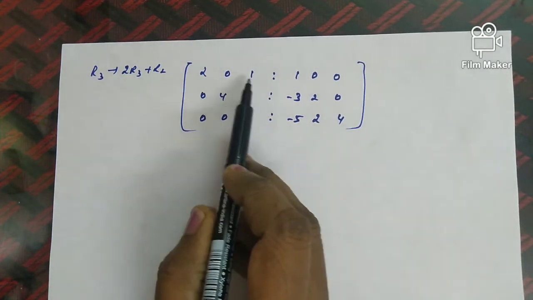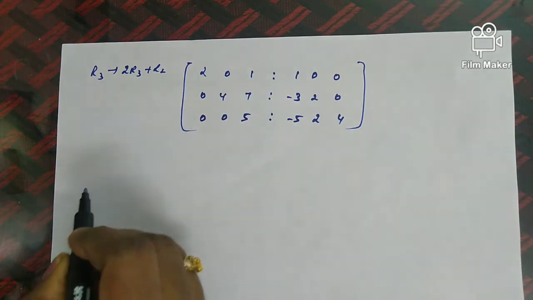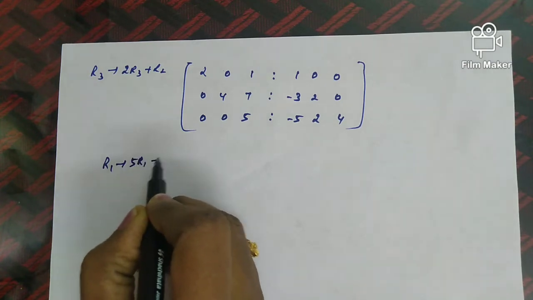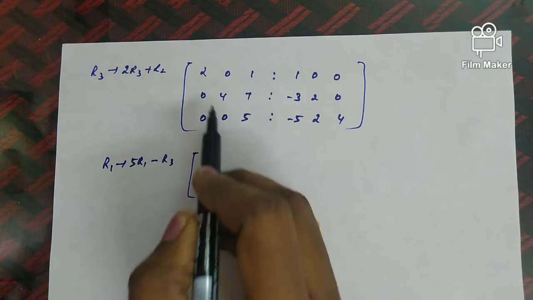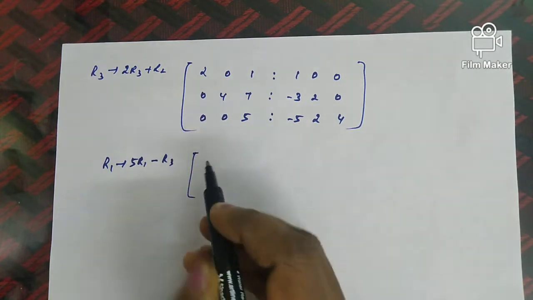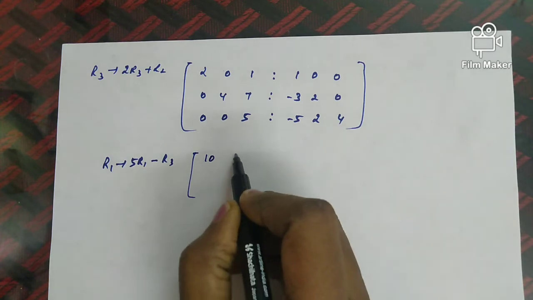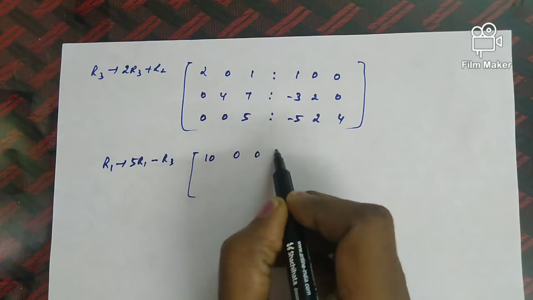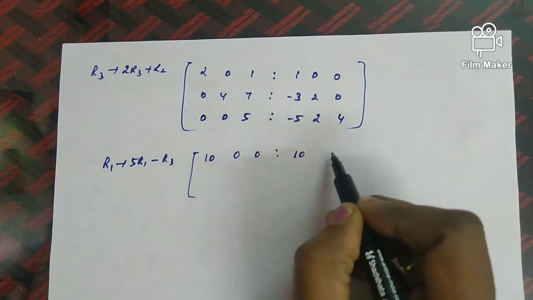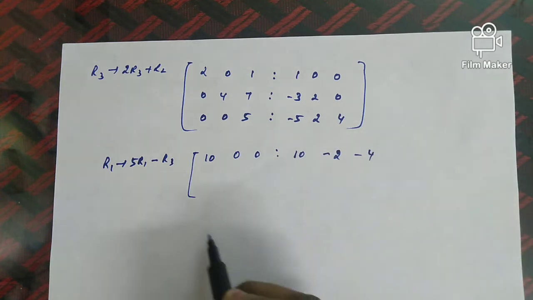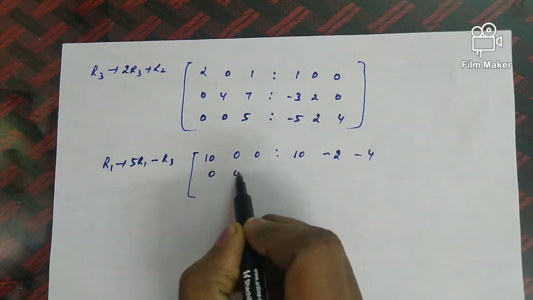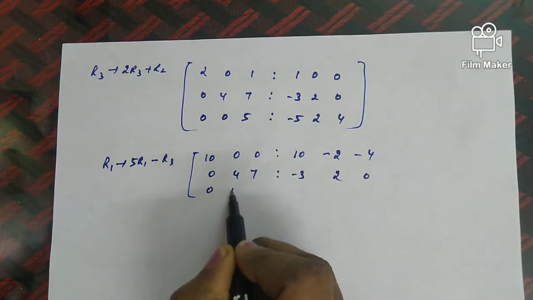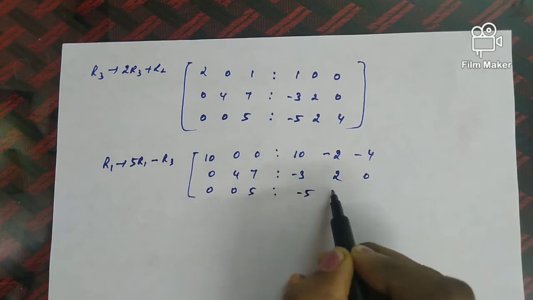Now in this place also we are trying to make 0. For that, in R1 we do 5R1 minus R3. So 5 into 2 is 10, 10 minus 0 is 10, the next place is 0, and here 5 minus 5 we get 0. Here you get 10, -2, -4, and the remaining places stay the same. So 0 4 7 | -3 2 0, and here it is 0 0 5 | -5 2 4.